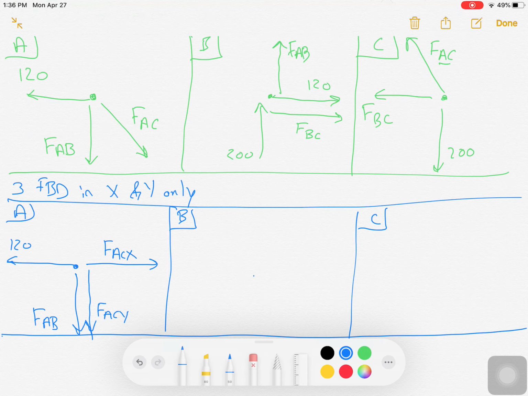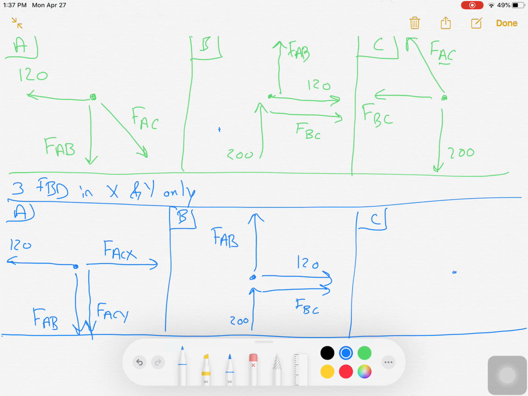For B, we're going to do the same thing. Force AB goes up. The 120 goes to the right. Force BC goes to the right. 200 goes up. There were no diagonals on this one, so we didn't have to break down any forces. So it's actually the same as the last one up here.